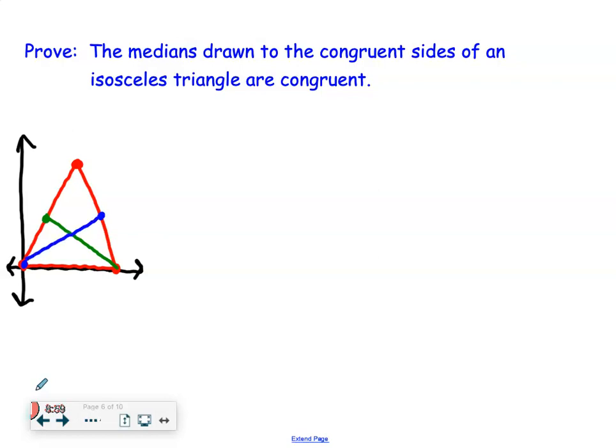Don't they have to be? Because it's isosceles? Yes, and we're going to show why. Why do we have to show why?